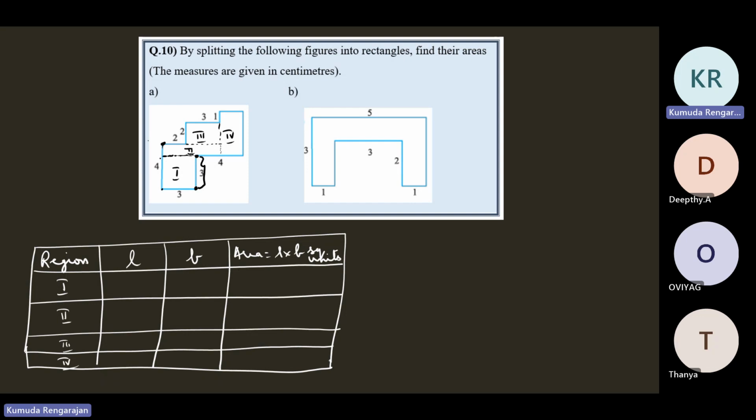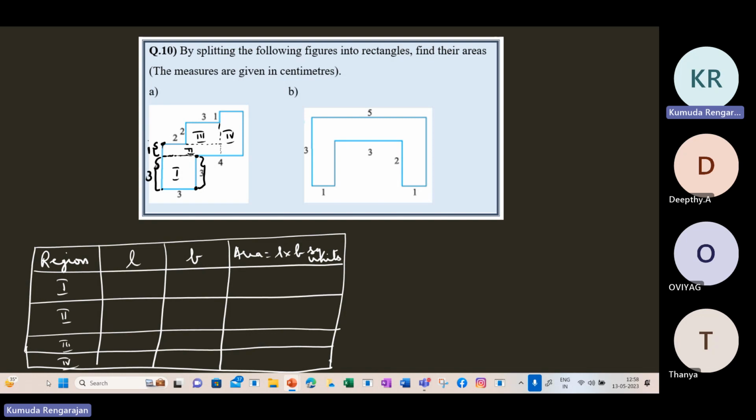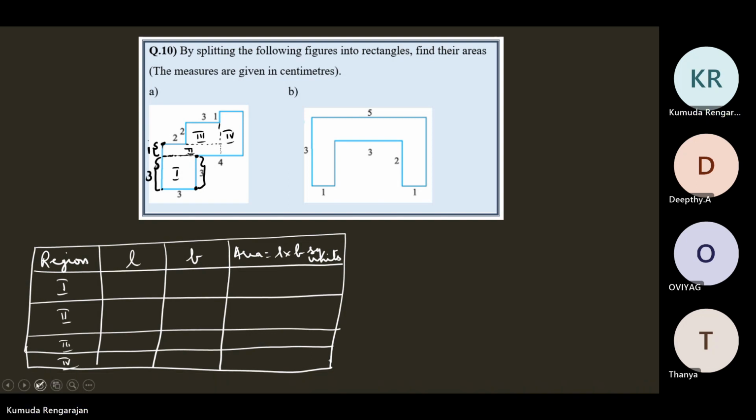So now this is 3, so the remaining portion here will be 1. So now, Tanya, what is the length and breadth of region 1, which is a square? Ma'am, the length is 3 centimeters and the breadth is 3 centimeters. So what will be the area? 3 into 3 square units. Yeah, that is 9 centimeters square, correct?